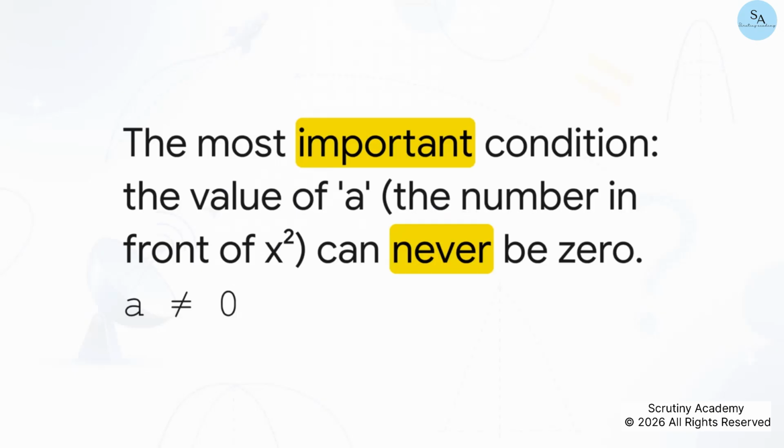Simple as that. Now here is the one rule you absolutely cannot forget. It's the golden rule. The value a, that's the number in front of x squared, can never be 0. And why is that? Well, if a becomes 0, that whole x squared term just vanishes, and poof, it's not a quadratic equation anymore. Game over.